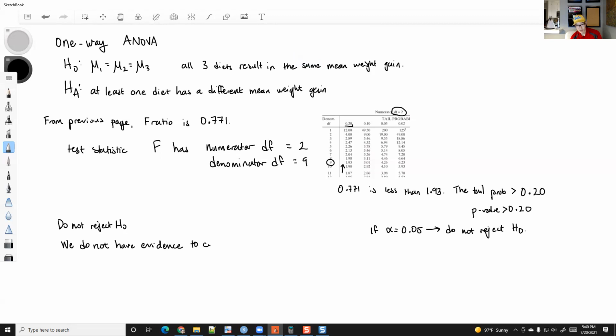Well, yeah, we do not have evidence to conclude the alternative. It doesn't mean that the alternative is definitely false or that the null hypothesis is definitely true, but we're going to have to say we do not have, and it just might be that we didn't have enough, right? We don't have enough evidence to say that at least one diet has a different mean weight gain.